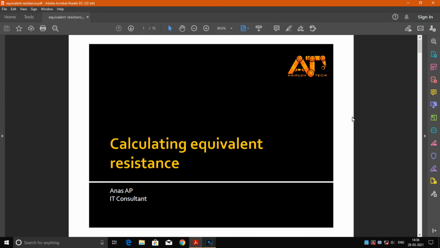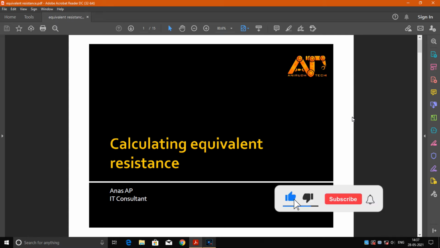Hello guys, in this session we will see how to calculate equivalent resistance in a circuit with resistors connected in series and parallel with ease. When we get a circuit with many resistors, we may get confused which is series and which is parallel and from where to get started. I hope I can make it easy for you. So sit back and relax, I'll make it easy for you.